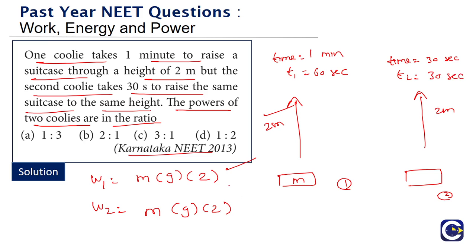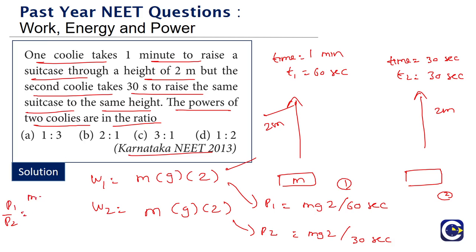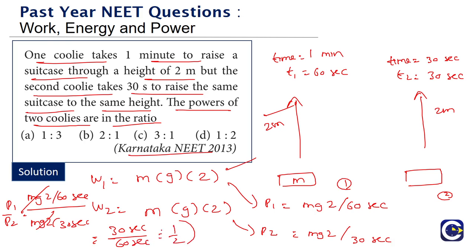So look at this. Power will be what? M into g into 2 divided by, in this case, 60 seconds. Work divided by the time taken. Power in the second case is what? M into g into 2 divided by 30 seconds. Now they're asking us what is the ratio of the powers, right? P1 by P2 is what they're asking, which is m into g into 2 divided by 60 seconds divided by m into g into 2 divided by 30 seconds. So m into g into 2 is common everywhere, that will get cancelled. 30 seconds will go to the numerator, so we'll have 30 seconds by 60 seconds. What is it? 1 by 2. So the ratio of the powers will be 1 by 2.